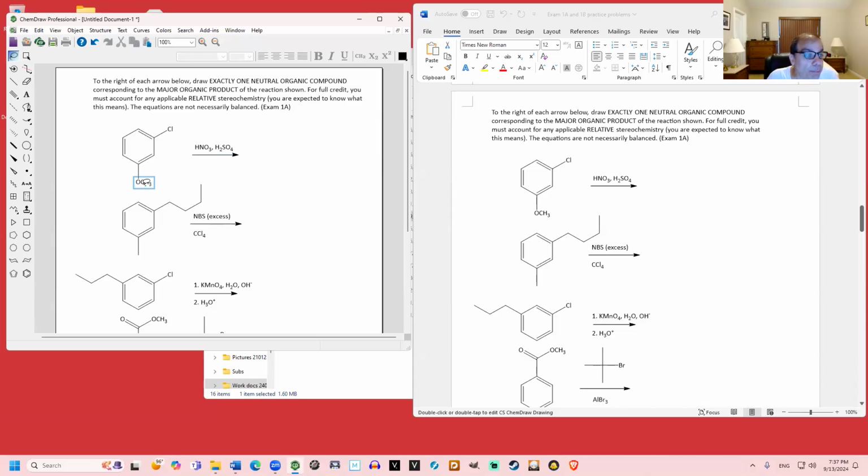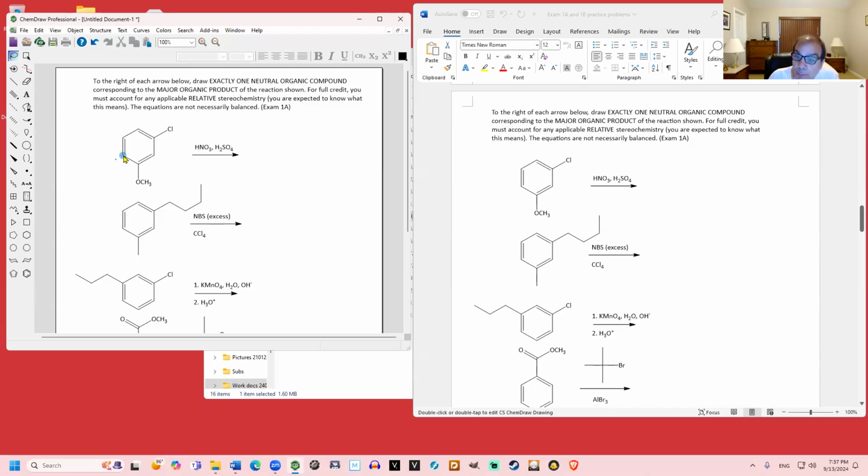And the methoxy group is ortho-para directing, so the nitro group could go here, the nitro group could go here, or the nitro group could go up here. And in class, we said if you're ever in doubt, you want to put the new group where there's the most room for it. Clearly, right there is no good, because that's right between the chlorine and the methoxy. We can rule that out. Of the other two positions, one is next to the chlorine and one is next to the methoxy.